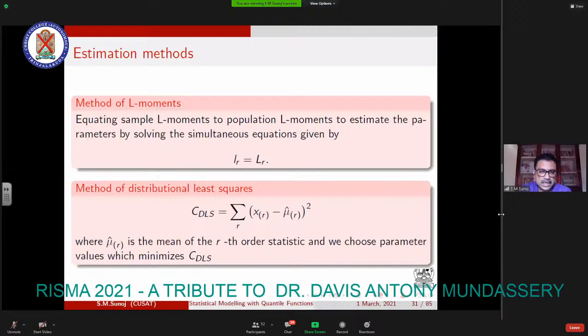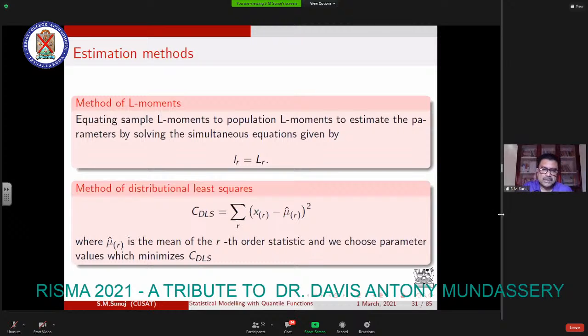So what we do is equate sample L moments to population L moments. This is the same principle which we applied in the method of moments, where sample moments are equated to the population moments. Here in L moments the same principle is applied: sample L moments are equated to population L moments, but L moments are linear combinations of the order statistics.